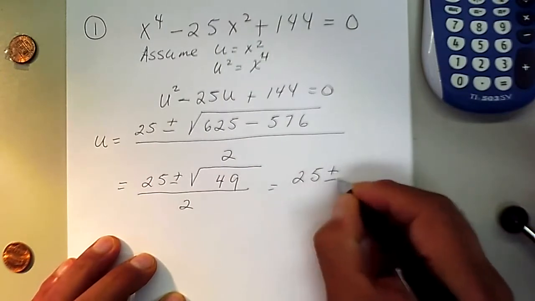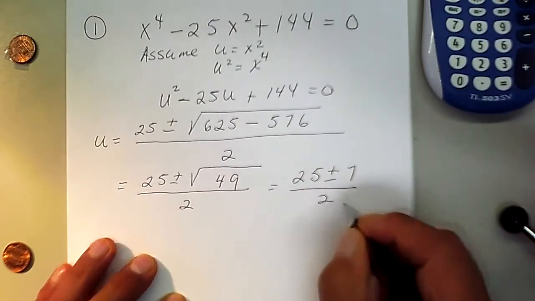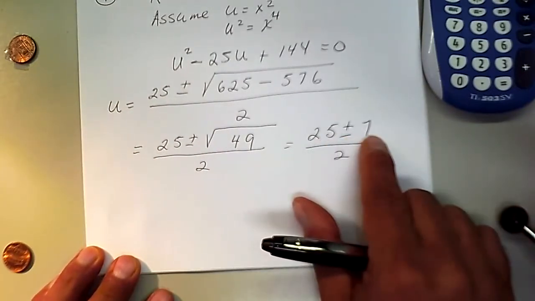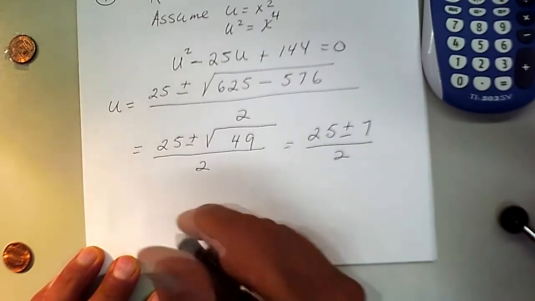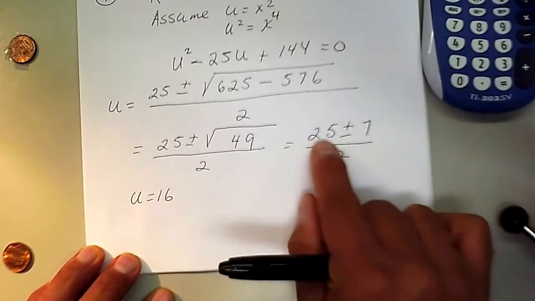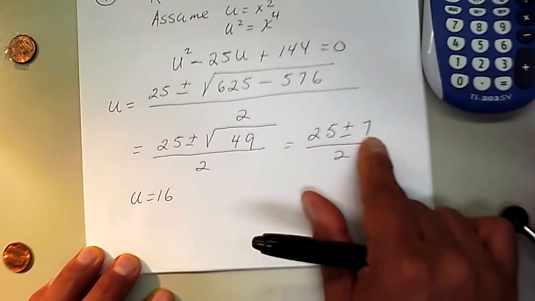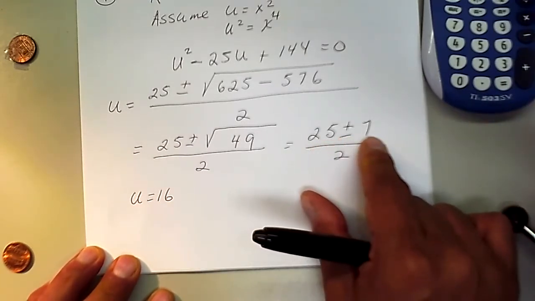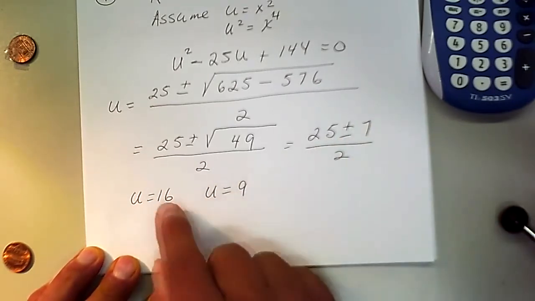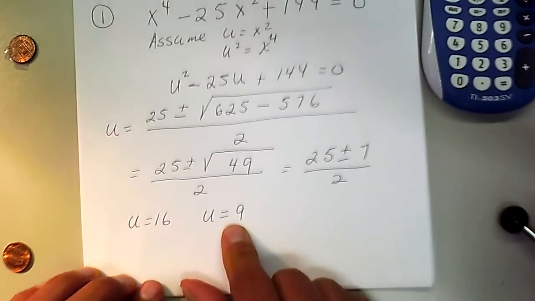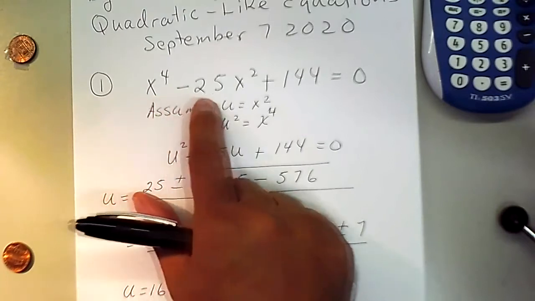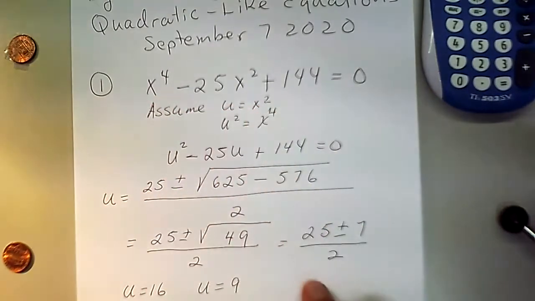25 plus or minus 7, divided by 2, and that means there are two possibilities. 25 plus 7 is 32, divided by 2 is 16. So u could be 16, or 25 minus 7 is 18, divided by 2 is 9. u equals 9. Okay, but don't finish here. That's what u is, but the original problem had x, not u, in it. Now u is x squared.